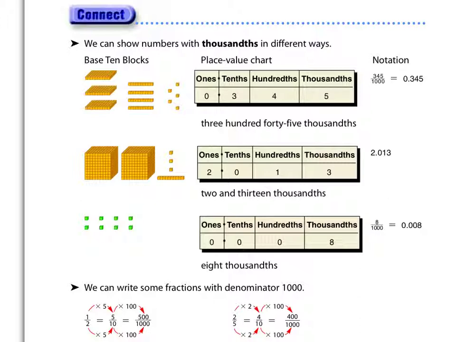Alright, last one that we have there. We have only 8 tiny cubes, which would make it 8 thousandths. The 8 is in the thousandths place. All other places are 0. We would just say that as 8 thousandths. In the place value chart, those would be filled with 0. As a fraction, it would be 8 over 1,000. And as your decimal, remember it would be 0.008, and you do need to have those zeros in front.